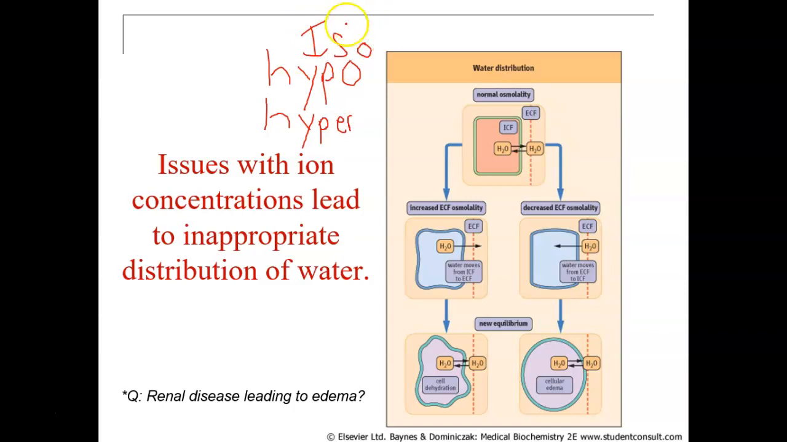Iso just means normal, no change, no difference. So that's just normal. Cool, awesome. Now, when we start to impact fluid levels, let's just imagine if more water left the cell and went into the extracellular fluid, what would that look like?